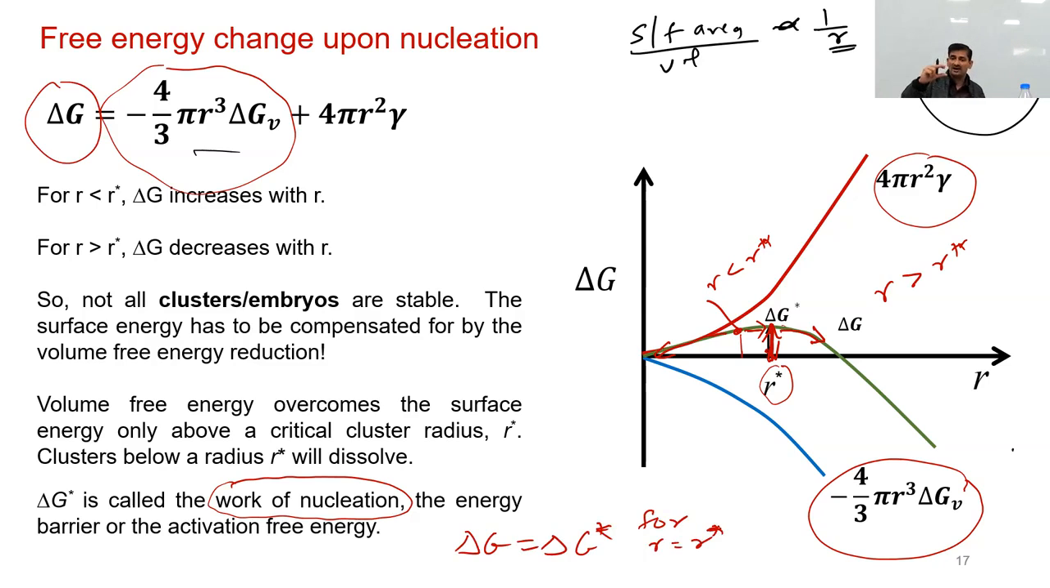And the height of this particular barrier is called the delta G star. That is the work of nucleation. So the higher this barrier, the more difficult the formation of these clusters will be. And the lower the delta G star, the better it is for the formation of stable clusters.